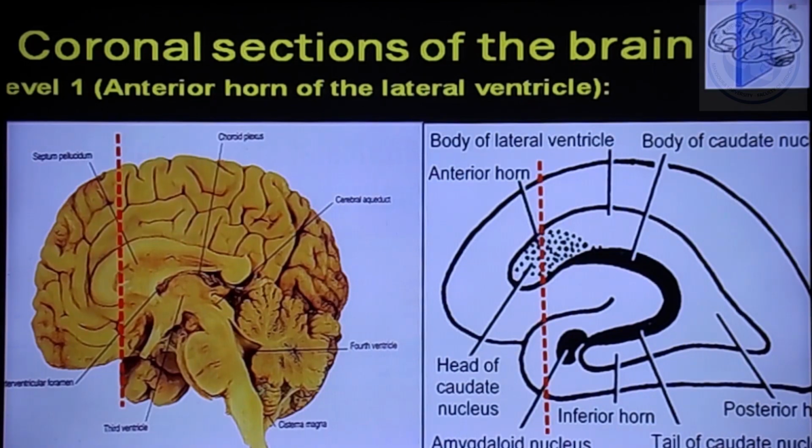What about relations of the anterior horn to be collected and drawn? Firstly, we will find it related to the rostrum of corpus callosum below, body of corpus callosum above, septum pellucidum medially separating it from the anterior horn of the lateral ventricle of the opposite cerebral hemisphere, and lateral to the anterior horn you will find the head of caudate. So try to draw.